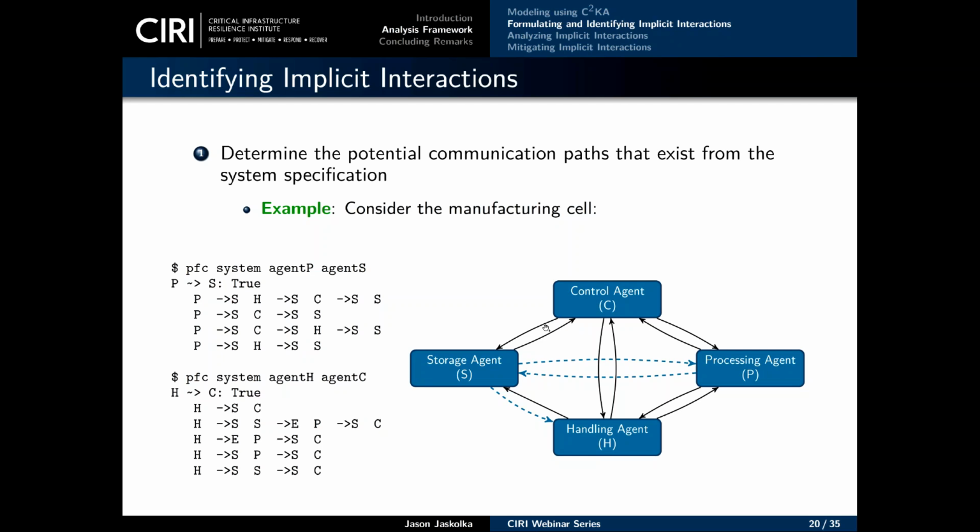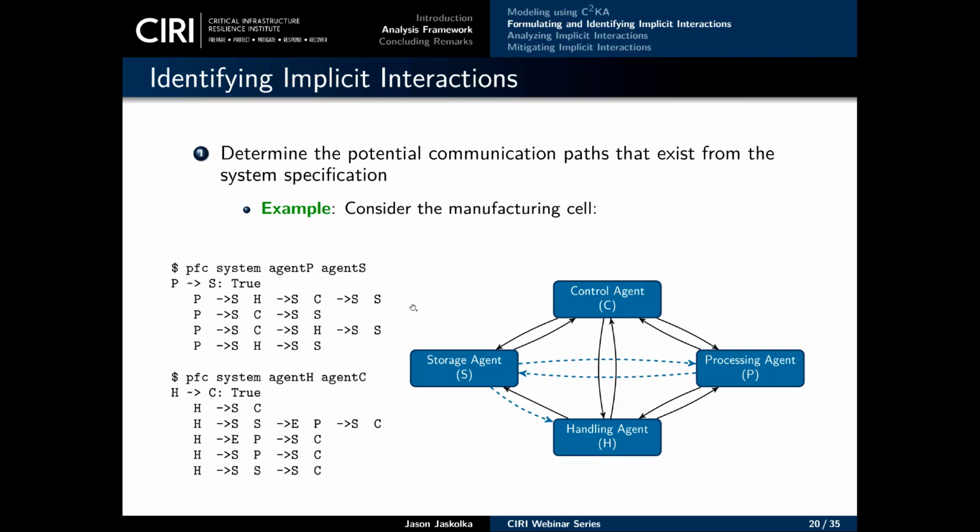So for example, you'll recall that the control agent could directly send a message to the storage agent. So we have this direct communication path. And the dashed lines represent indirect communication. So for example, the processing agent here can't directly send a message to the storage agent, but it can influence its behavior by sending messages through the intermediate agents, whether through C or through H in this case.